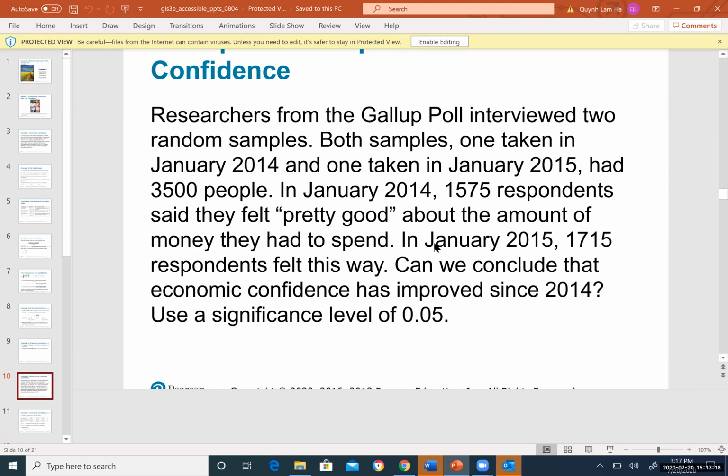So let me move on. In January 2015, about 1,715 respondents felt this way. So again, this value right here, 1715, is the number of successes in 2015. So to find p hat 2, you take 1715 divided by 3,500. And remember, in 2014 they had 3,500 people, and in 2015 they had another 3,500 people.